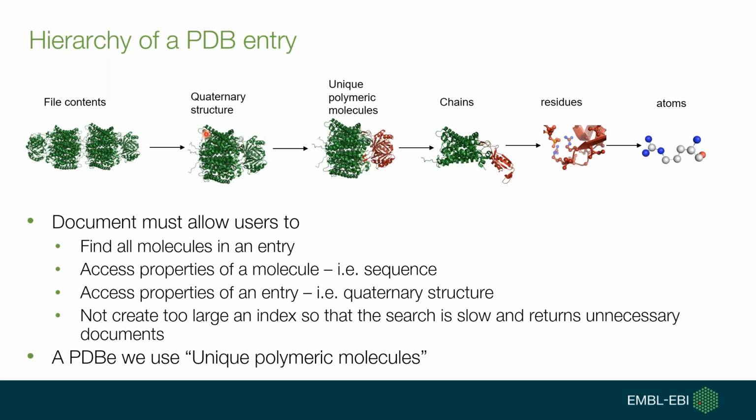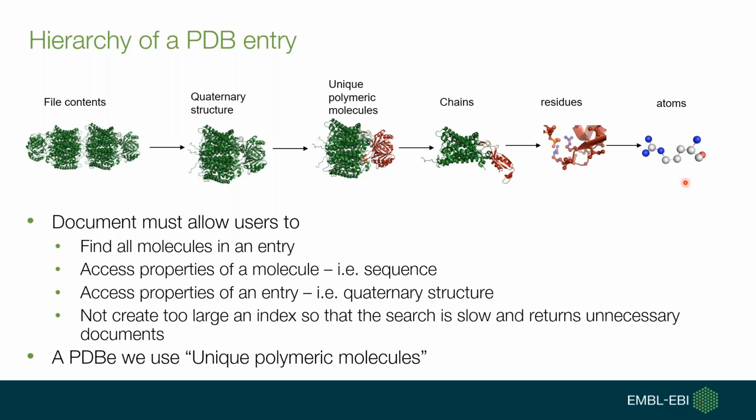During annotation, we define this as the quaternary structure, or the likely quaternary structure of the entry. Within that quaternary structure, we know what the unique polymeric molecules are. And then within that quaternary structure, again, we can see what the individual chains are. You can see here, there'll be 2 copies of each of these 2 chains in this one. Then we go down to residue levels to find out the interactions, and finally down to atom levels.